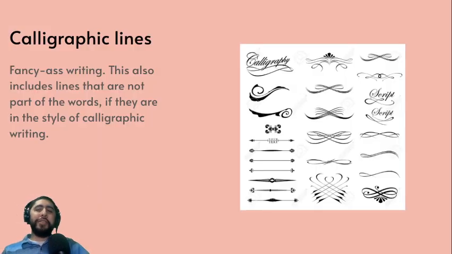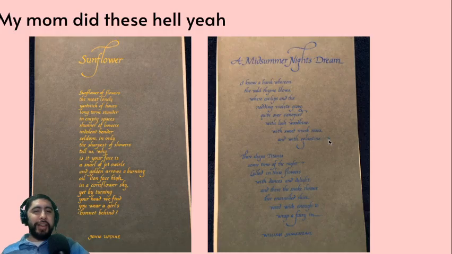Calligraphic lines. So these are just really fancy lines. There's a lot of fancy writing, but it also includes just the lines like this that aren't part of the writing. And I have an example of calligraphy that my mom did that I had her send me a couple years ago for this class. So yeah, it's just writing technically, but calligraphic writing has a lot to do with the aesthetics of it, of making it look beautiful and not just information for its own sake. So yeah. Hi, Mom.